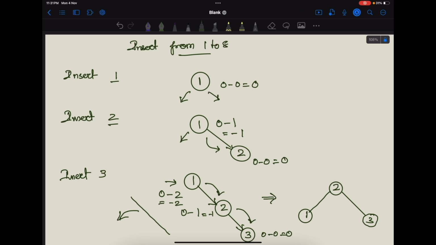So now how to check the balance factor? 0 minus 0, 0 minus 0, and here 1 minus 1, so 0. Conditions are true, so the balance factor is satisfied, within minus 1 to 1. So as of now 3 is inserted.